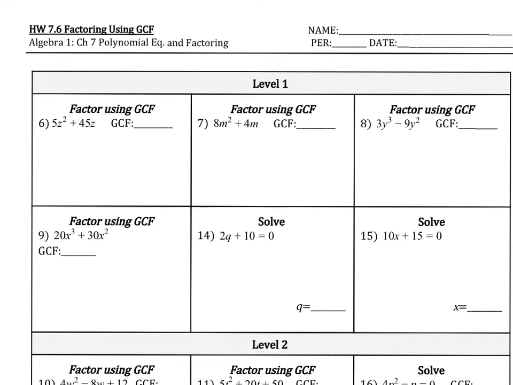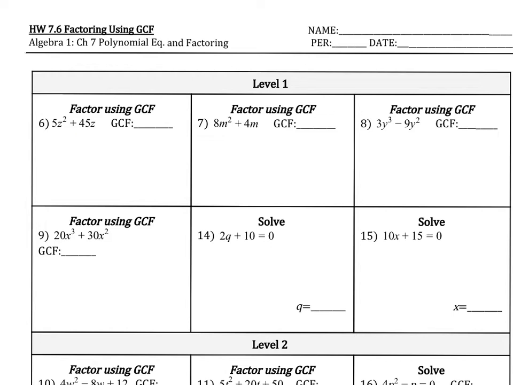Homework 7.6 Factoring using GCF. Level 1, you're going to use the GCF to factor 5z squared plus 45z. What you're looking for in this one is the number that divides 5z squared as well as 45z.